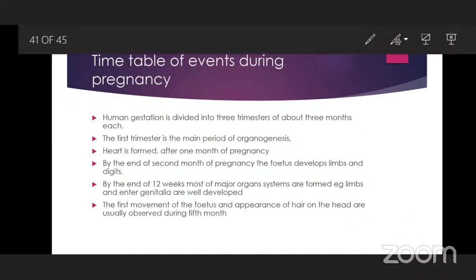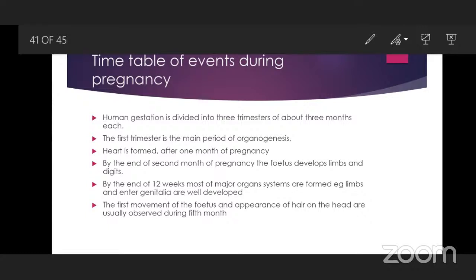The next is, let us see the timetable of events during the pregnancy. So as we know, human gestation is divided into 3 trimesters of about 3 months each. So it's for 9 months. So the 9 months are divided into 3 trimesters, and each trimester will have 3 months.